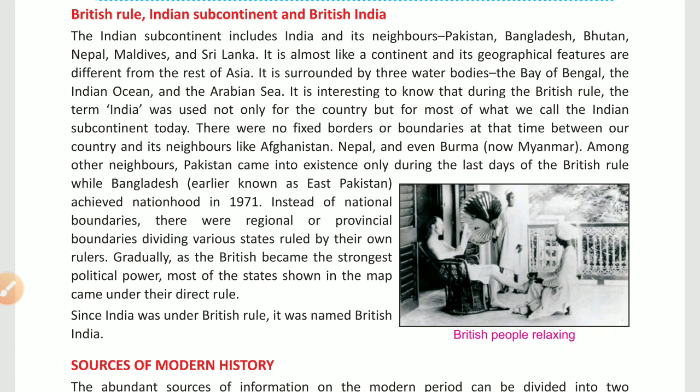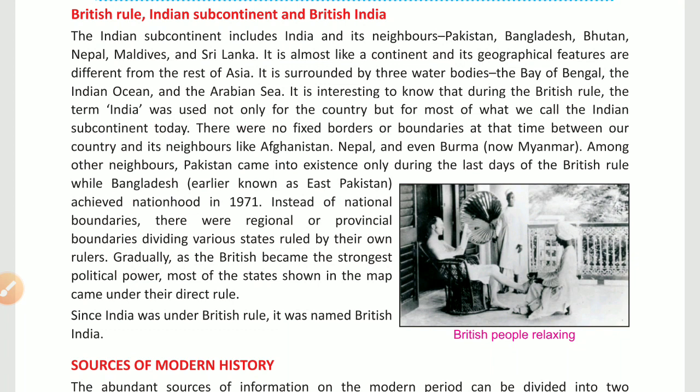Now, next line you see, there were no fixed borders or boundaries at that time between a country and its neighbors like Afghanistan, Nepal, and even Burma. What is the new name of Burma? Myanmar. The question is there in the book exercise. What is the new name of Burma? It is Myanmar. It is there in that bracket. Among other neighbors, Pakistan came into existence only during the last days of the British rule, while Bangladesh, earlier known as East Pakistan, achieved nationhood in 1971.